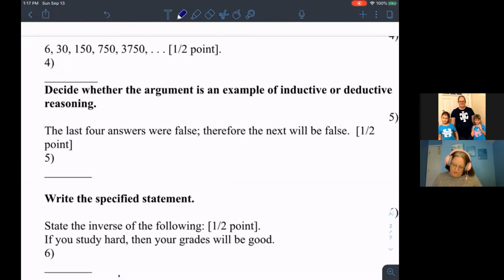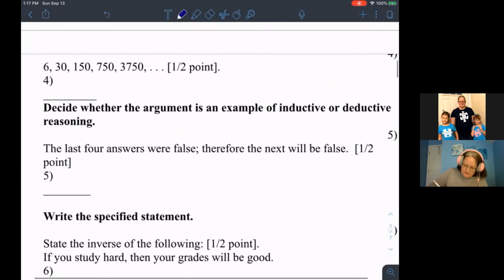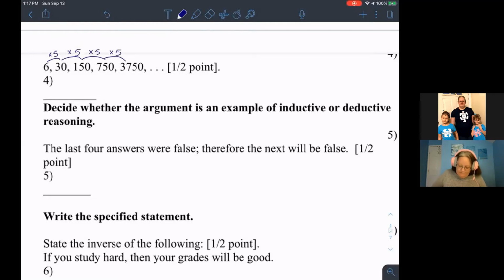Number 4. Let's see what we got. 6 to 30, we have multiplying by 5. 30 to 150, we're multiplying by 5. 150 to 750, we're multiplying by 5. And 750 to 3750, we're multiplying by 5. Because we're multiplying, this is a geometric sequence. And let's just find the nth term.